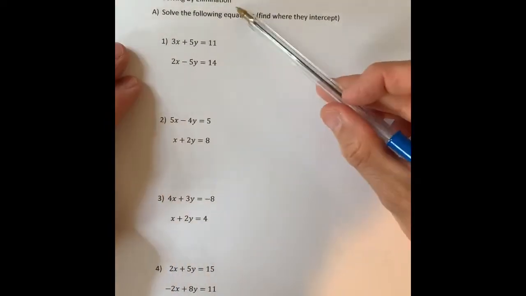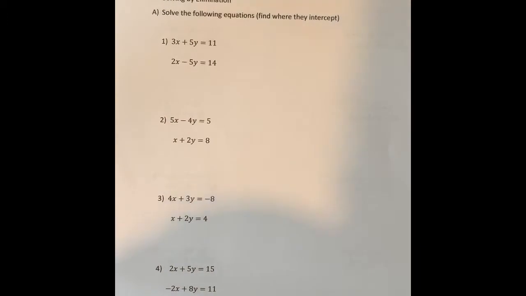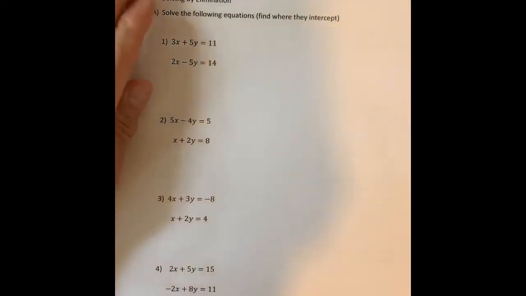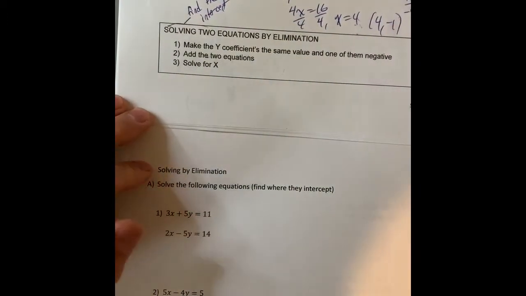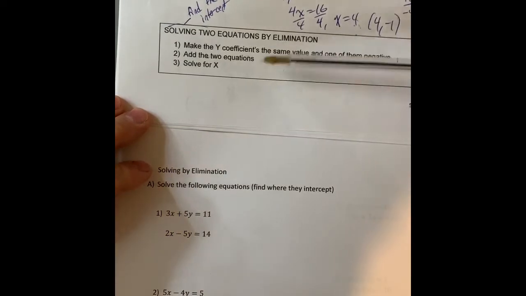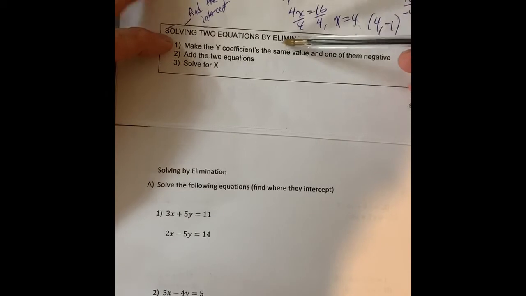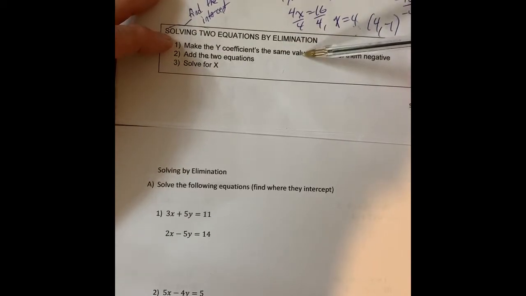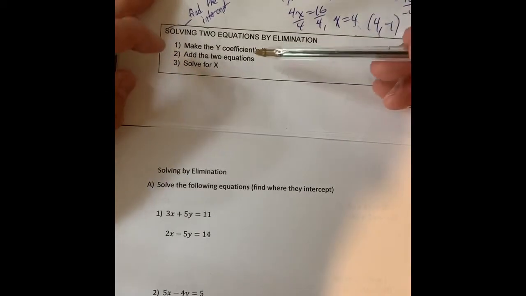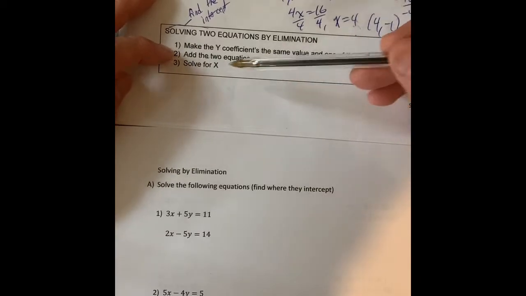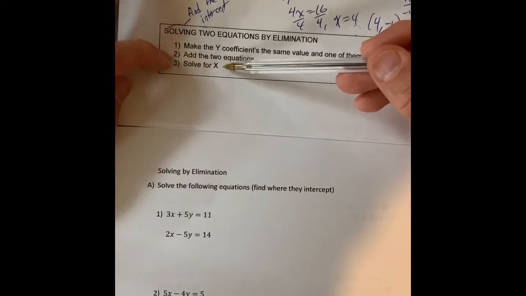We're going to be doing solving by elimination. One of the things I want you to do is if you refer back to last day's lesson, we had these steps. Solving two equations by elimination. So let's take a look at these steps. Make the y coefficients the same value, and one of them negative. Add the two equations, solve for x. So we're just going to go through those three steps.